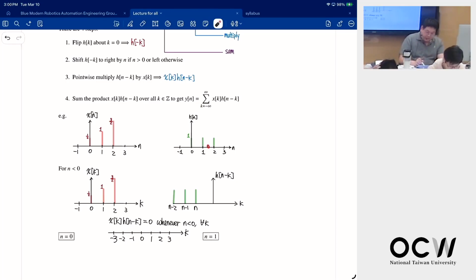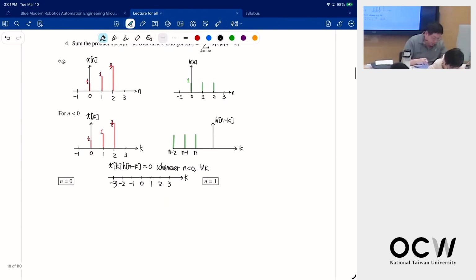So I flipped and then shifted to the left, and then I will be moving forward to the right. So there will be 0, 0, 0 until n is 0. When n is 0, that means I just flip. Okay, so my x of k and h of minus k will be here.